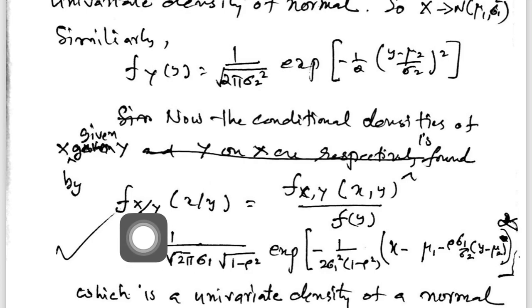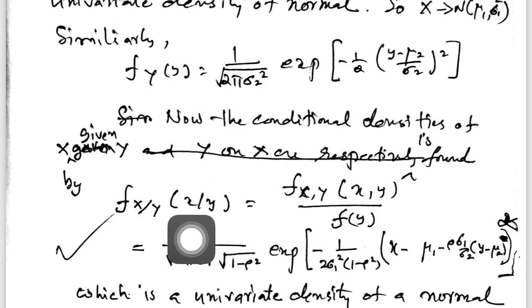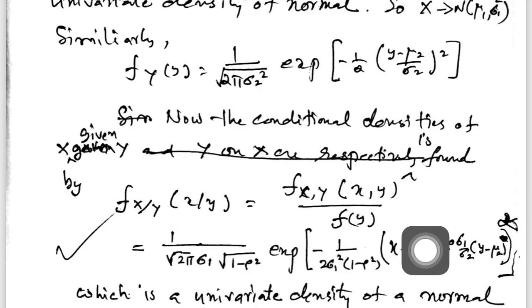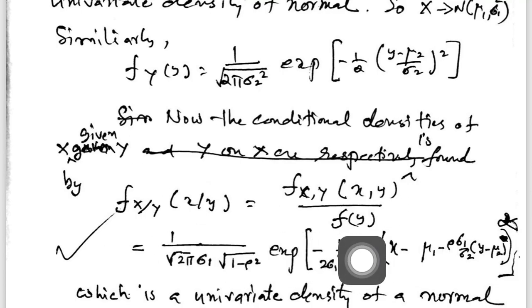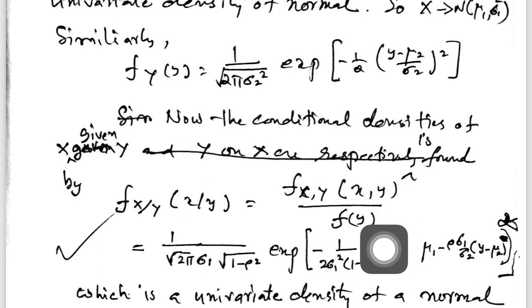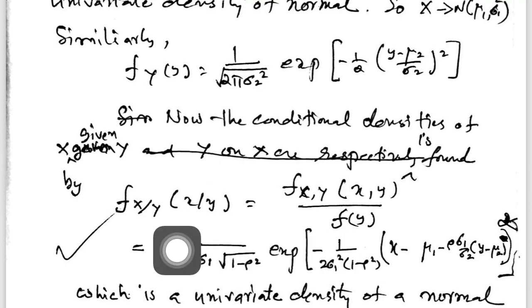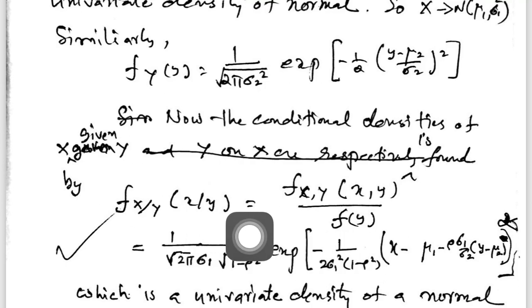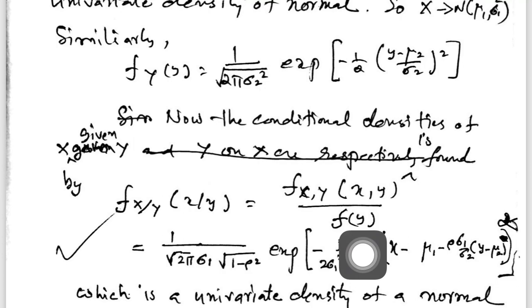What is the conditional density of x given y? You can denote this by f of x given y, of x given y. Now this x given y stands for the random variables, and this for the values. And by a very familiar formula, it is the ratio of the joint density to the marginal density of the given variable. That is, f of x given y is equal to f of x,y by f of y.